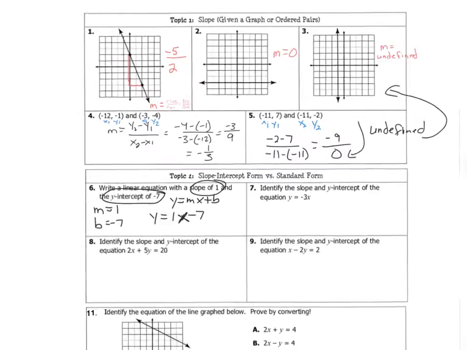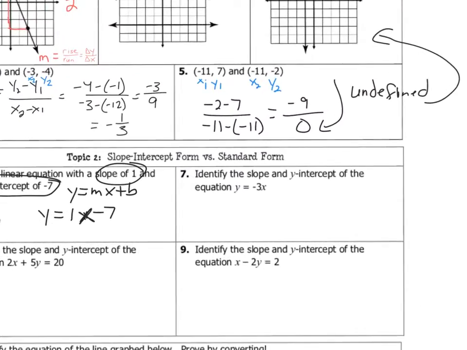Identify the slope and the y-intercept of the equation y equals -3x. Well, remember, slope-intercept form is y equals mx plus b. What number is in the m position, which would be your slope? That's -3. What number is in the b position? Well, it doesn't look like there's a number in the b position, so that means we could just add a plus 0 here if that helps you out. So what number is actually in the b position? That would be 0. Your y-intercept would be 0.